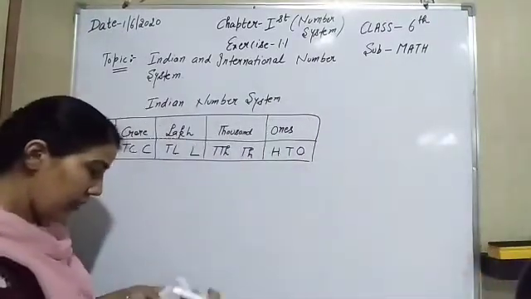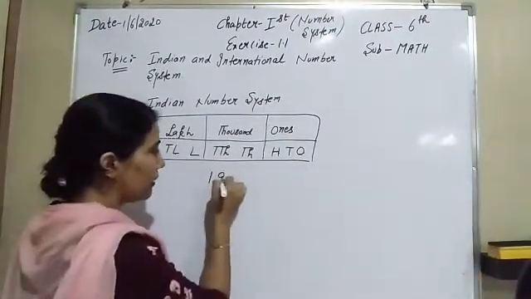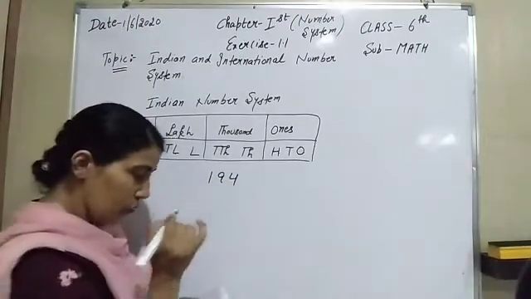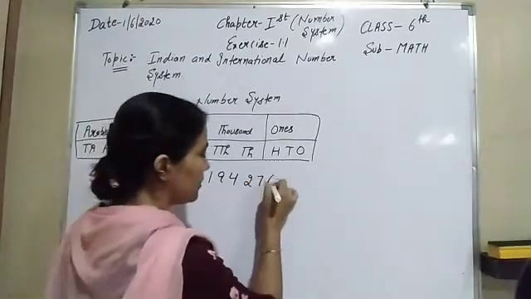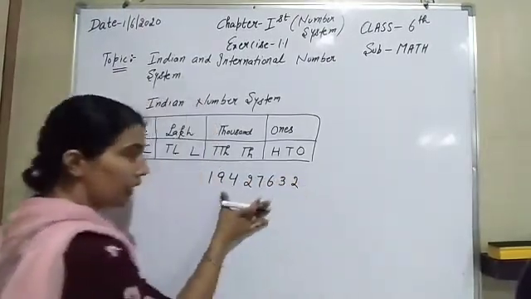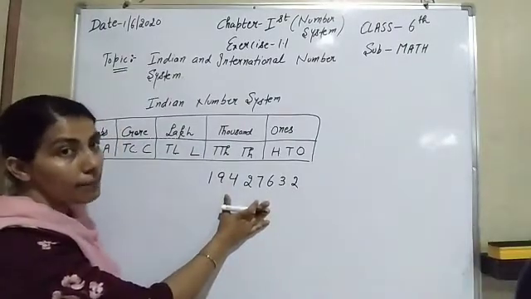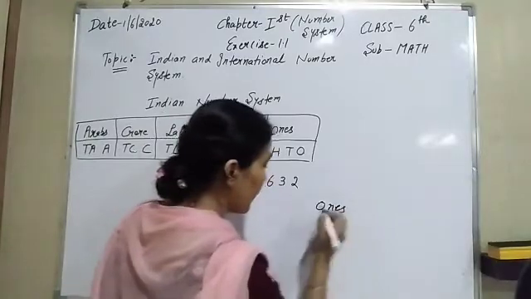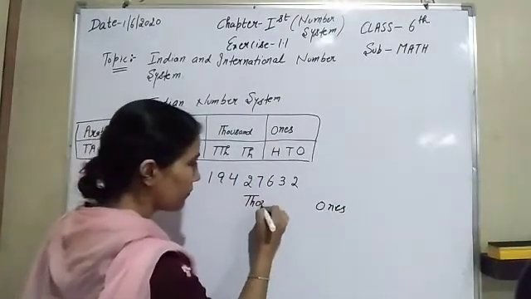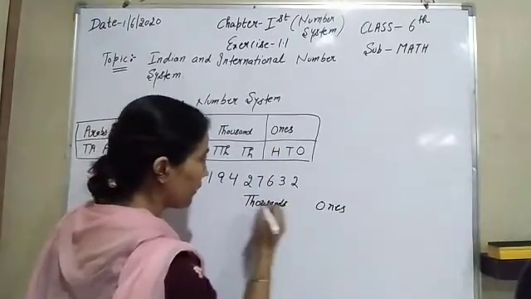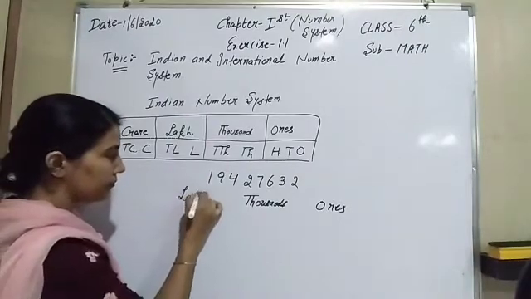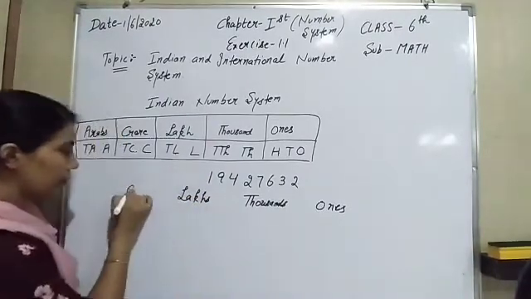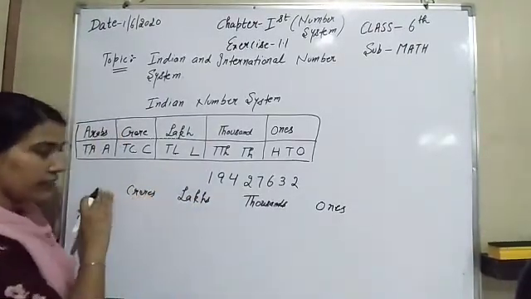We have a number 1,94,27,632. We have to write this number in Indian number system form. So firstly, write here ones, here thousands, here lakhs, here crores. If there is a need, we write here arabs.